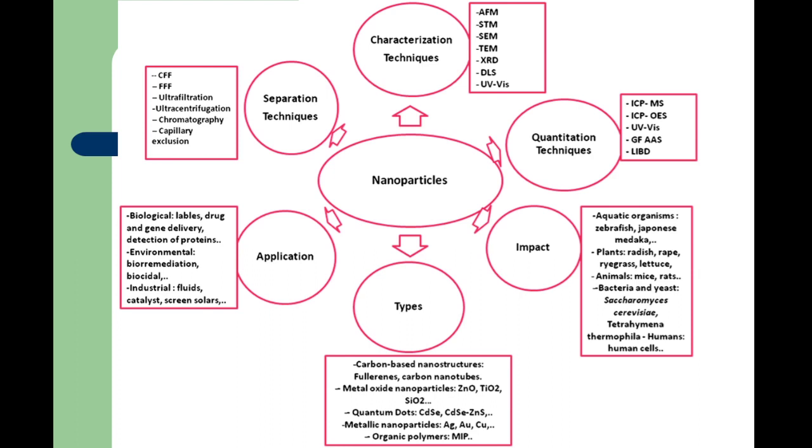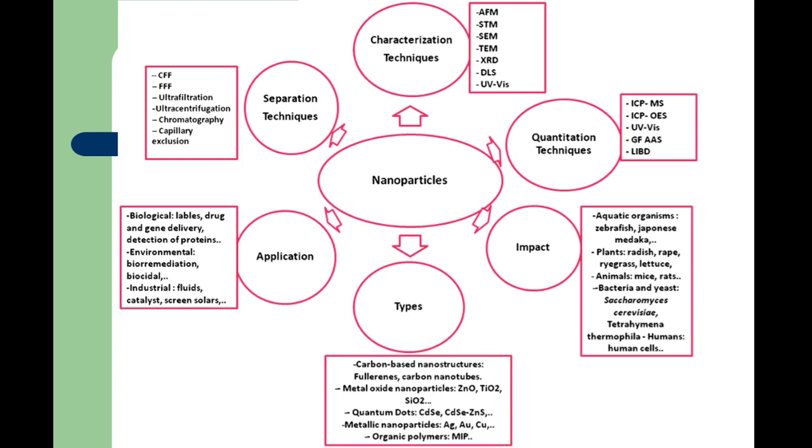Then quantitation techniques. These are the equipment you can use to quantify your sample. You have to do a lot of quantitative measures. Then the impact of it: it depends on you, either in energy, in agriculture, or in medicine, you can apply it. And these are the types that we are using. We have carbon-based nanostructures. Some people are working on carbon-based, where you can use graphene, fullerenes, carbon nanotubes. It depends on what you want to use it for.